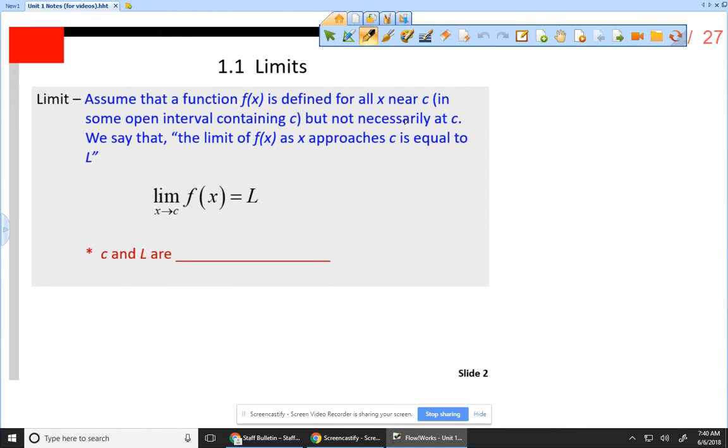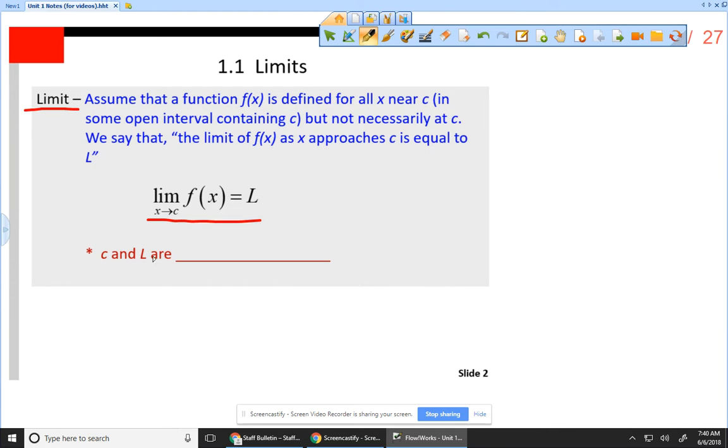Welcome to section 1.1 on limits. First of all, we start out with the definition of a limit. Assume that a function f of x is defined for all x near c in some open interval containing c, but not necessarily at c. We say that the limit of f of x as x approaches c is equal to L. That is how we read this statement.